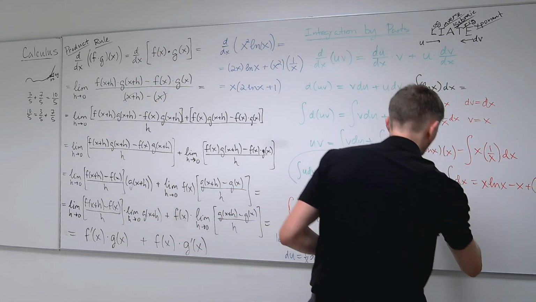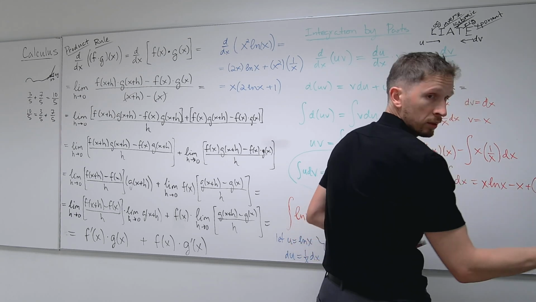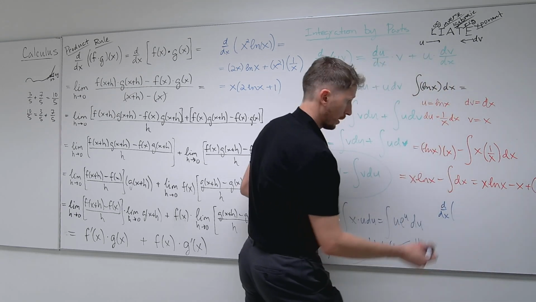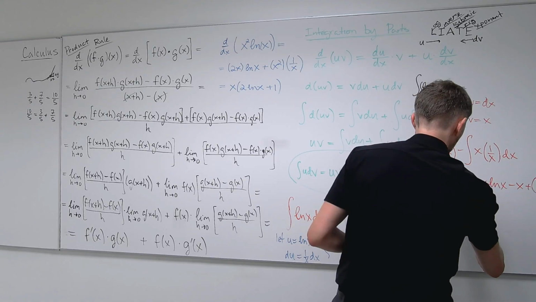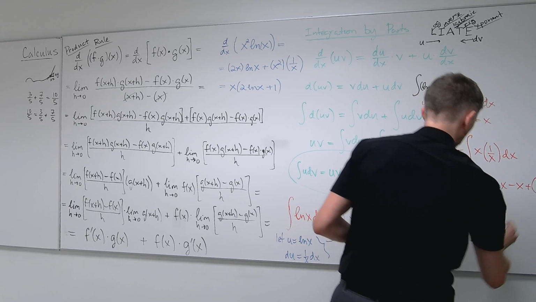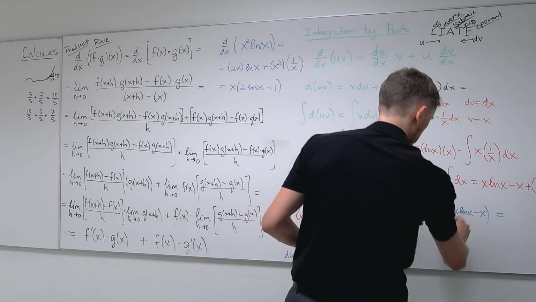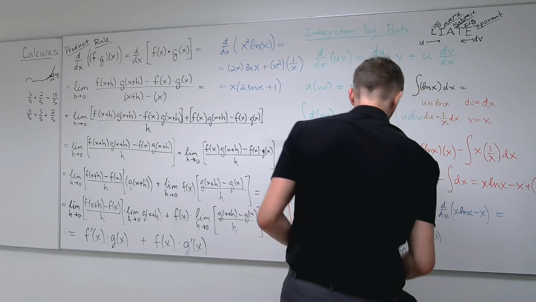So let's try it. Let's check it out. The derivative of x ln x minus x is equal to what? Let's do the product rule on that one and then minus a 1, right? Product rule on this one. What's the derivative of x? It's 1. Let's do this right now.